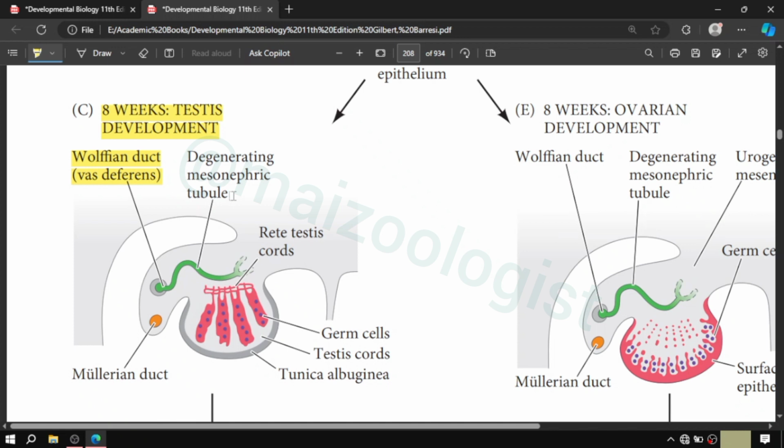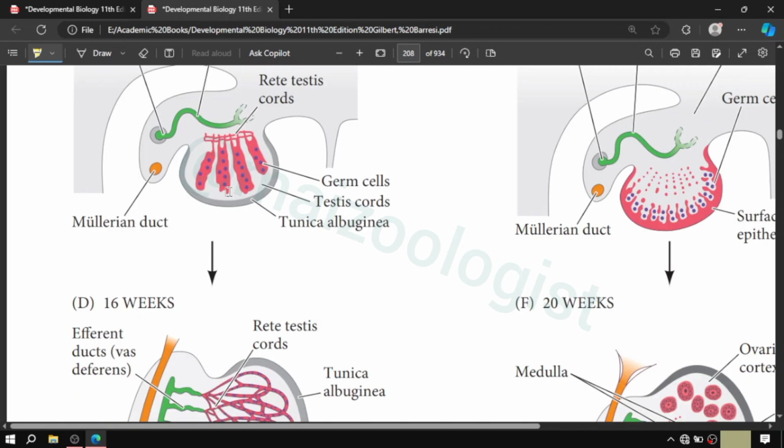because we know that this second transient stage of kidney is going to be replaced by the final, permanent kidney that we call the metanephric kidney. And here what we talked about, the rete testis cords, you can see here, and here we have the germ cells, and here we have the testis cords, and here we have the tunica albuginea.